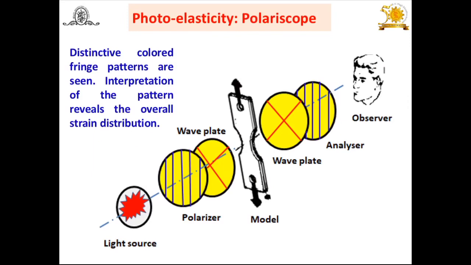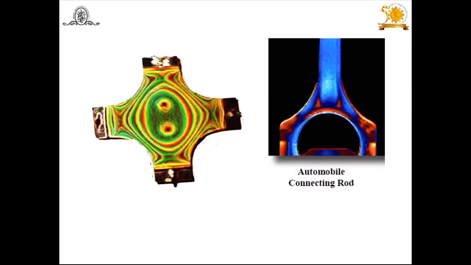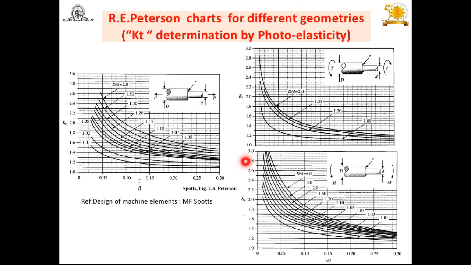Accordingly, for different components, different fringe patterns are obtained by this method, and based on that, R.E. Peterson carried out this laboratory method for different cross sections or geometries subjected to tensile, torsional and bending loads. Based on this photoelasticity method, many charts, R.E. Peterson charts, are available in data books to take the value of KT, because it is a time consuming and laborious task. R.E. Peterson has done a lot of experiments, and these charts are available to us directly to take the value of KT.